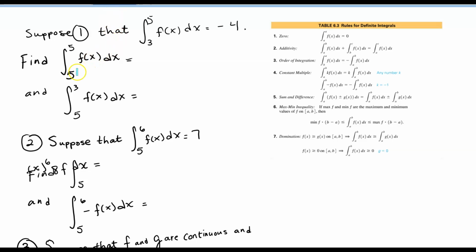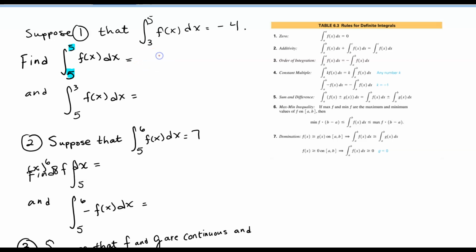The first one says find the integral from 5 to 5. Well, that right there is property number 1. That is property number 1, and property number 1 says if you go from a to a on an integral, you end up with 0.